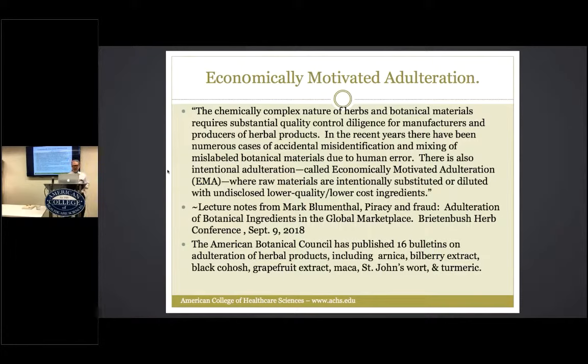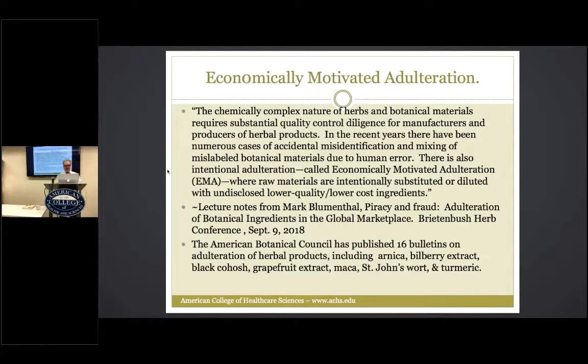Black cohosh, the Chinese use, I think, 4 different plants as black cohosh. Sometimes an inferior quality black cohosh is used, or the normal black cohosh is mixed with an inferior species. So that's another area. Maca has been adulterated with dried potato. So there's issues. So knowing your source is essential.